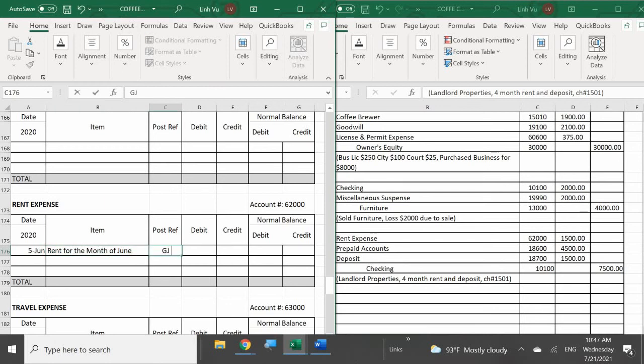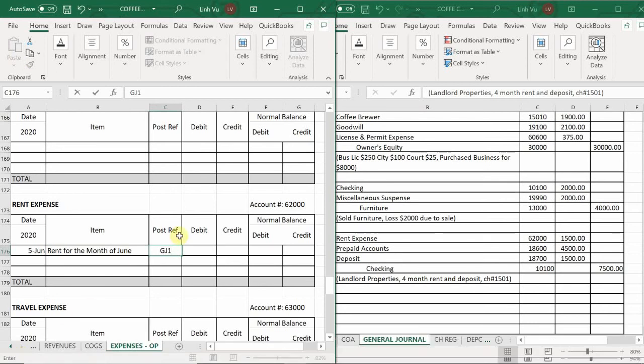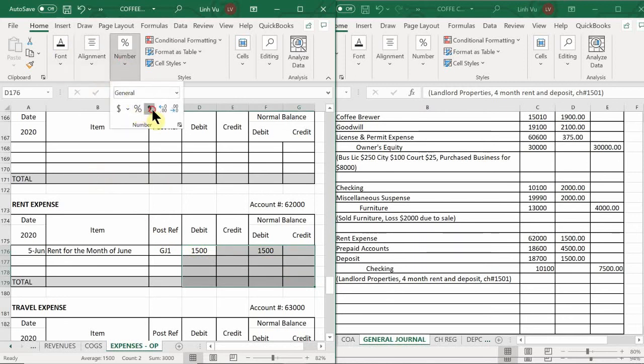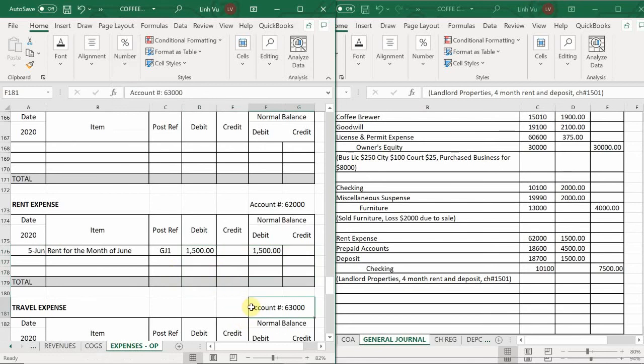Okay. General Journal 1, because we're still on the same first page of transactions here, same first General Journal page. And this time, because it's an expense to me, I debited my account. So therefore, my beginning balance and my normal balance for my rent expense account is going to be 1,500. Okay. Everyone good with me so far? Okay. So then let's see what's next.